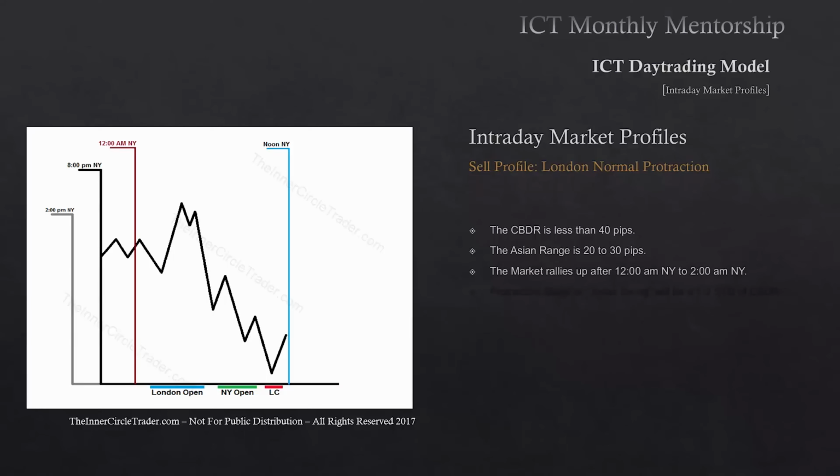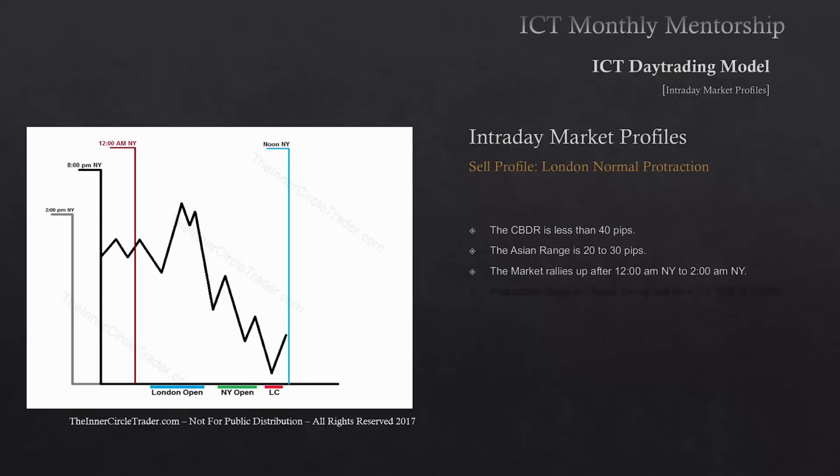Typically, what you're going to see is the market will rally up after 12 a.m. New York time to 2 a.m. New York time. You're already looking for a bearish move. You're already bearish on the higher time frame. The daily's indicating lower prices. So what we're looking for is the London high to form.